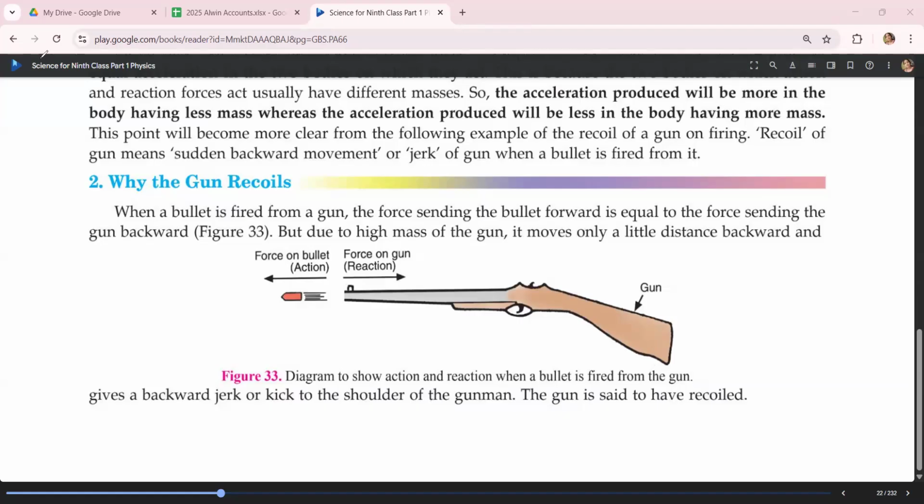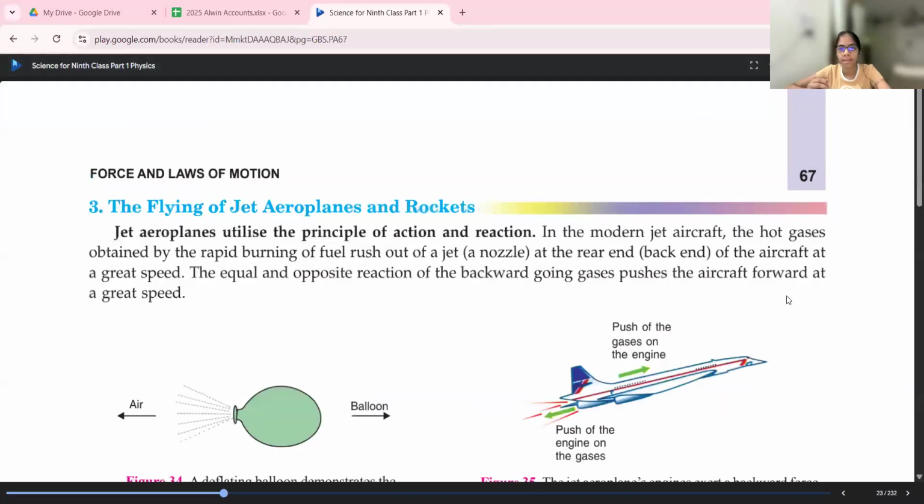This process of the gun coming back, giving a jerk to your shoulder, is called the recoiling of the gun. Understood? Yes, ma'am. Ma'am, I have those spring pins where the nib can be shot up and the jerk will still be felt. Right, absolutely right. So this is the pen spring that she has told you about.